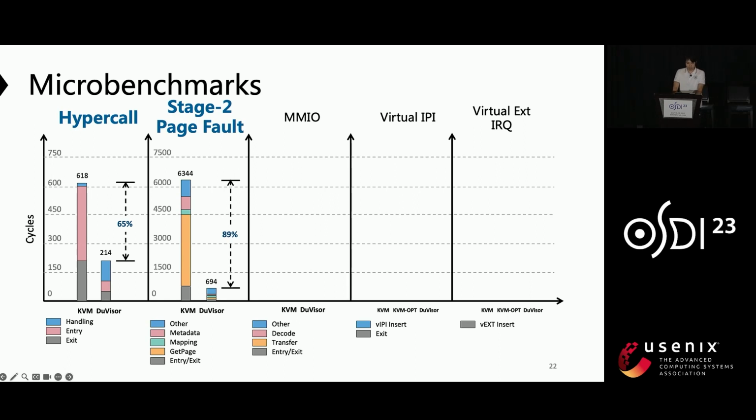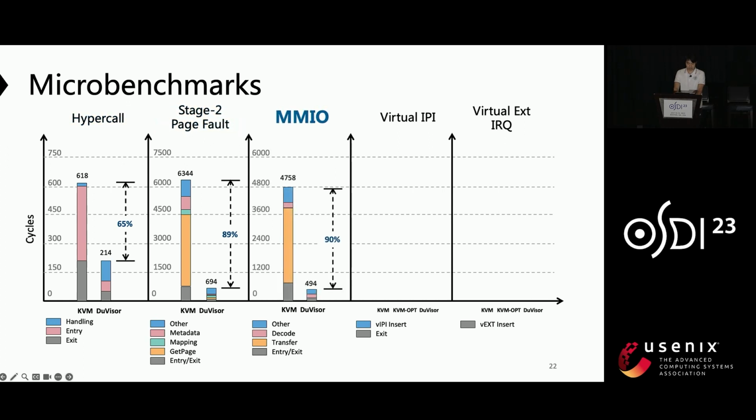For hypercall and stage 2 page fault handling, Divisor consumes 65% and 89% less time than KVM. This is because Divisor in user space need not perform operations that are only necessary in the kernel, and chooses a dedicated but more concise way. For MMIO emulation, Divisor is 10 times faster than KVM due to the shorter path without extra forwarding.